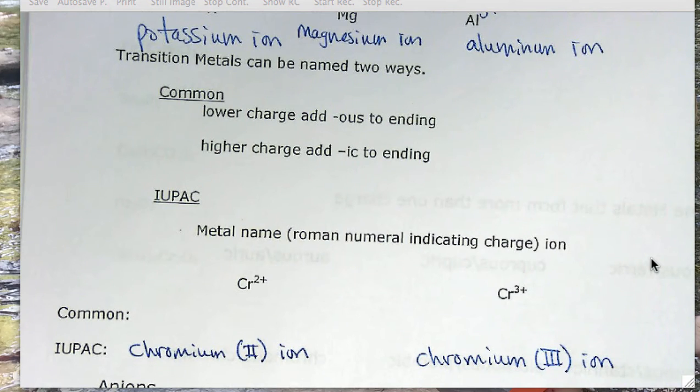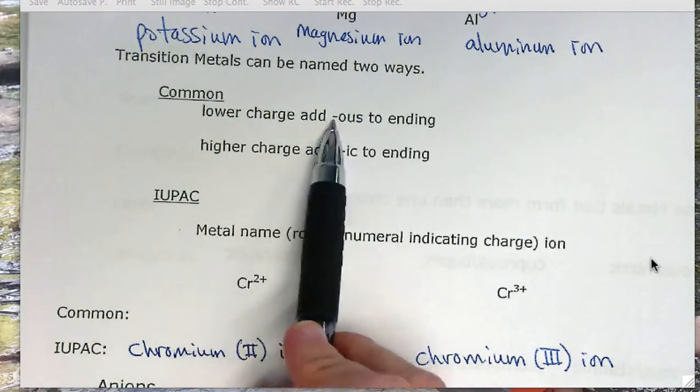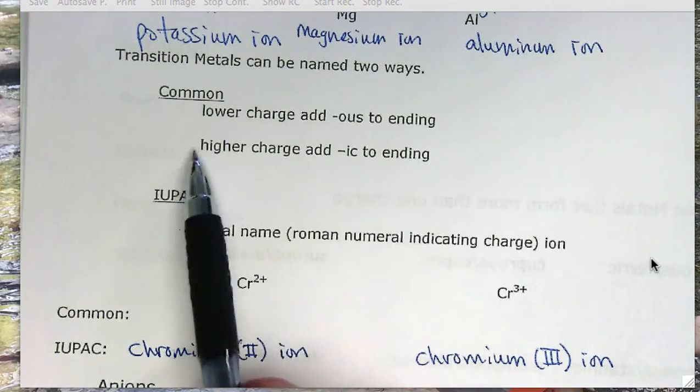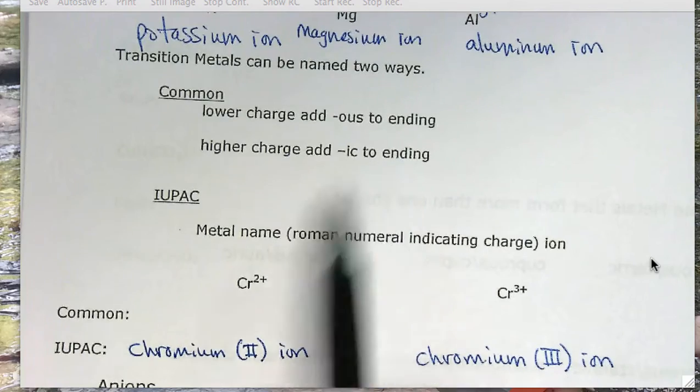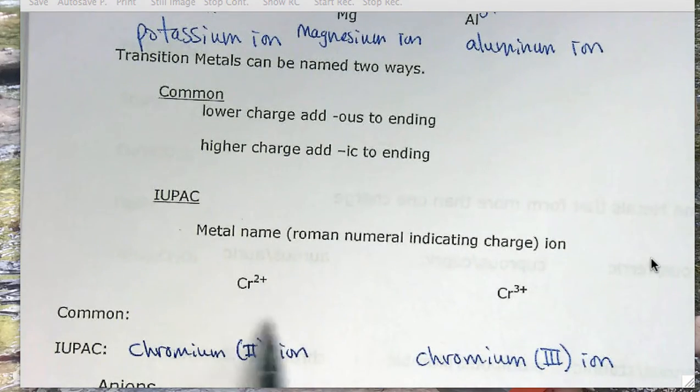So the common nomenclature. This is the older nomenclature, and what had started to happen was there were several different ways to name things depending on where you were. So there was lots of confusion. That's why IUPAC came around and made everything consistent. So with the common way, for the lower charge, you add -ous to the ending. For the higher charge, you add -ic to the ending. So this would be chromous ion, and this would be chromic ion.